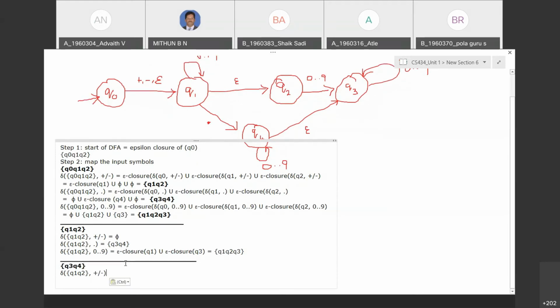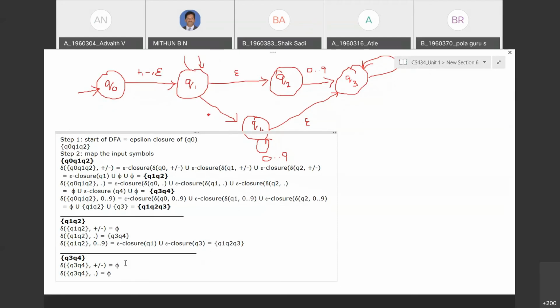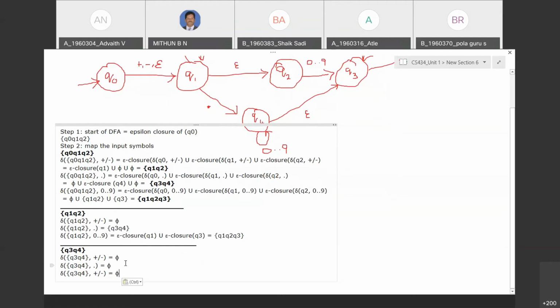Q3, Q4. Hope you're able to understand what I am doing. Q3, Q4 with plus or minus will be null. Q3, Q4 with the dot is also null. Then we should check out Q3, Q4 with 0 to 9. Q3 with 0 to 9 is Q3 itself, so epsilon closure of Q3 is Q3. Q4 with 0 to 9 is Q4. So this will be Q3, Q4.